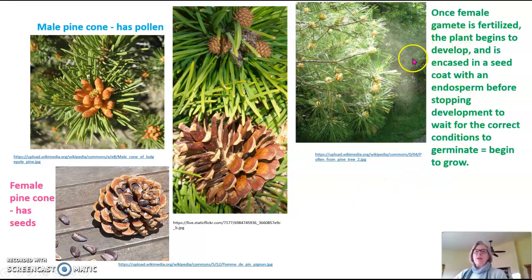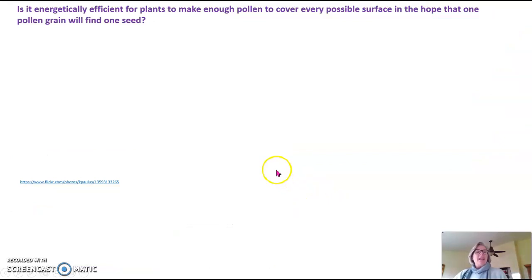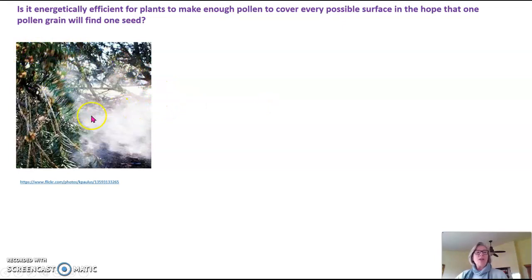Once the female gamete is fertilized by the blowing male pollen, the male gamete, it begins to develop, and then it's encased in a seed coat with an endosperm before stopping development to wait for the correct conditions to germinate, or begin to grow. Now, is it energetically efficient for plants to make enough pollen to cover every possible surface in the hope that one pollen grain will find one seed? And look at this. You can see how much pollen each gymnosperm has to make in the hopes that they can fertilize a single female gamete.